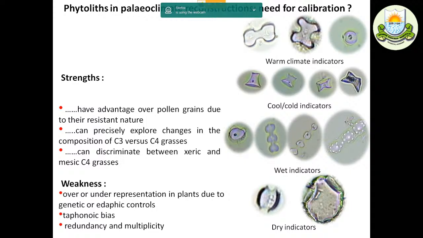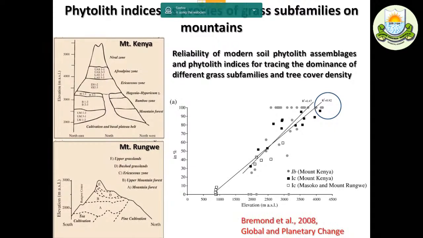I just want to explain what multiplicity is. Multiplicity means production of different varieties of phytoliths in a single taxon. And redundancy means one single morphotype could be present in more than one taxon, but they may be unrelated also. So these are the problems, and we have to minimize this. And I will give some examples from our work.